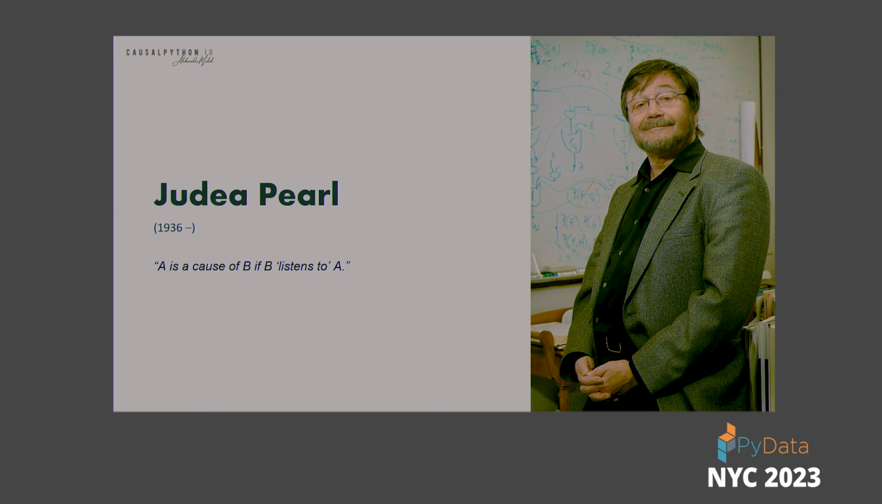So the definition that I want to propose for today comes from Judea Pearl, and it says, A is a cause of B if B listens to A. This is a very simple definition. We can call it interventional in the sense that we talk about taking action, or doing an intervention in the world and observing the outcome. Listens to means that we expect that if we change something in A, something in B will also change.